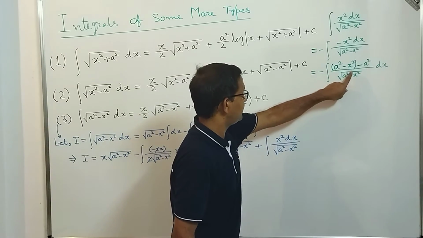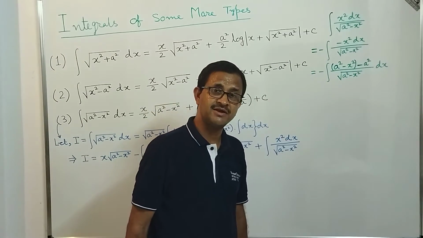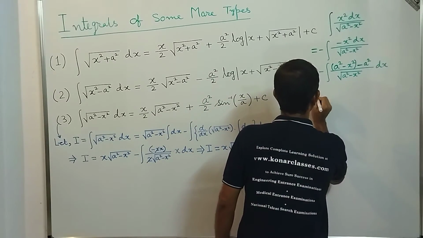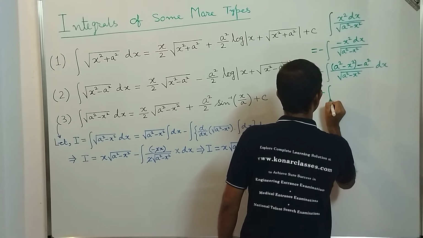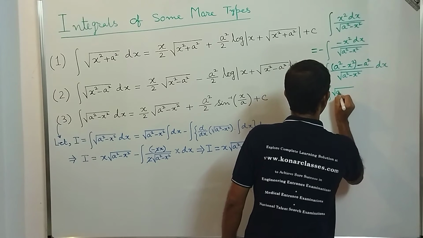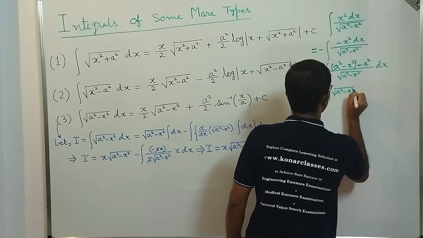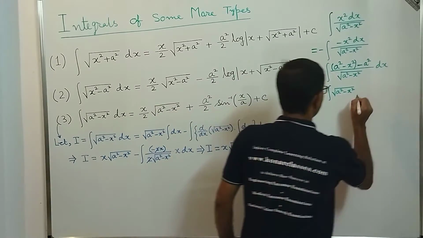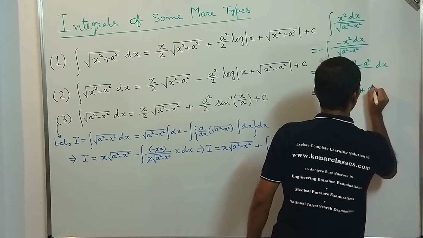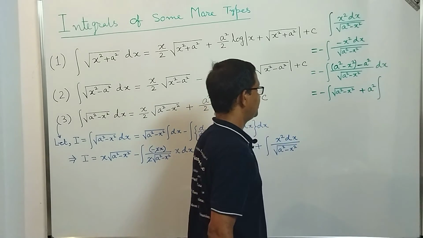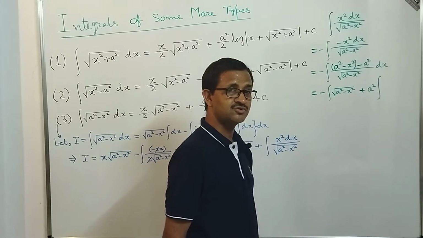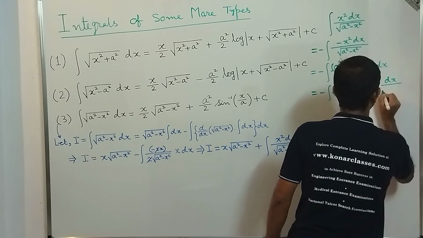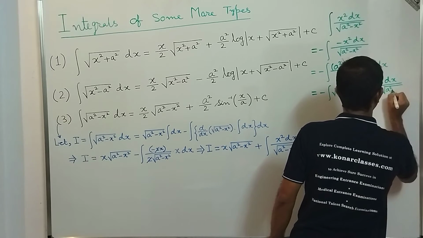Then a square minus x square by square root of a square minus x square becomes square root of a square minus x square. So what we get here? Minus integration of square root of a square minus x square. Now minus and minus become plus. So that is equal to plus a square, which is a constant so it is outside of the integration, into dx by square root of a square minus x square.